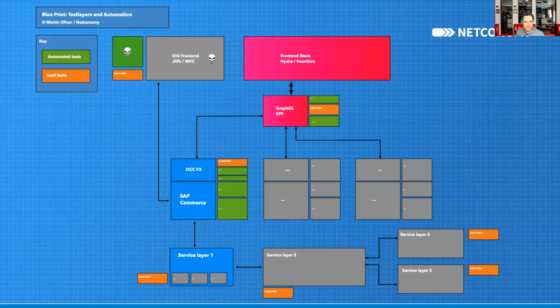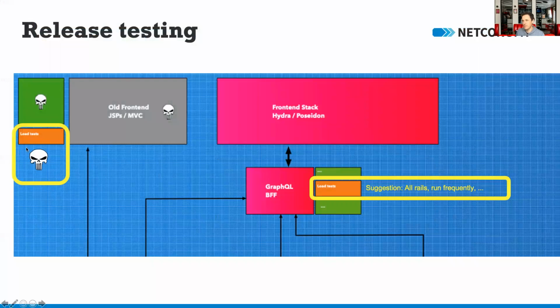And as mentioned before, for release testing, we should definitely kill that old release test on the left and move to load tests at the API layer. Do it for all rails and run frequently would be my suggestion. In the best case, via some kind of Jenkins, or whatever we have in GitHub. So to have frequent tests, and then also set boundaries like Michael mentioned before, to have really fast feedback if something is going wrong or in the wrong direction.